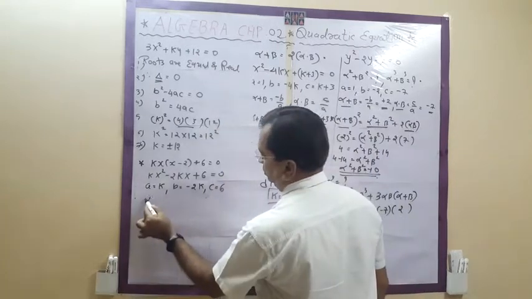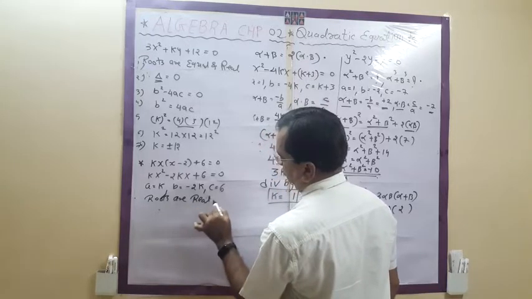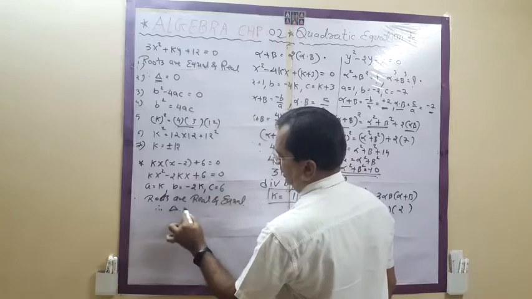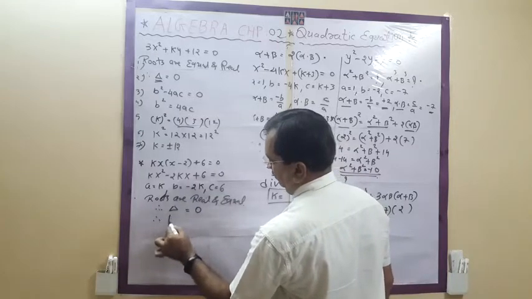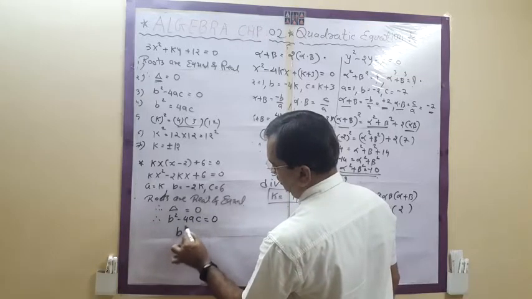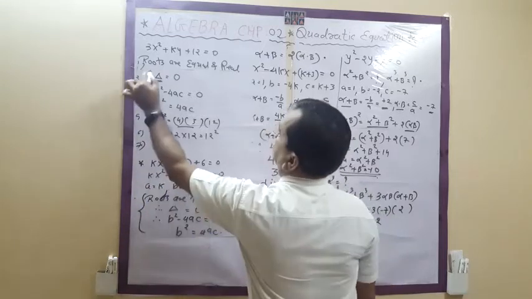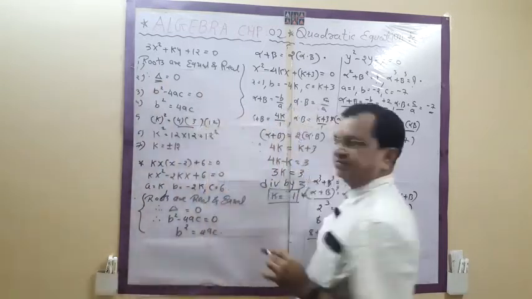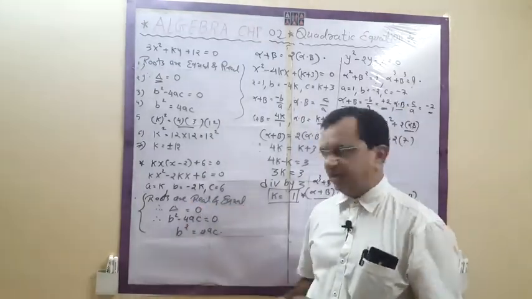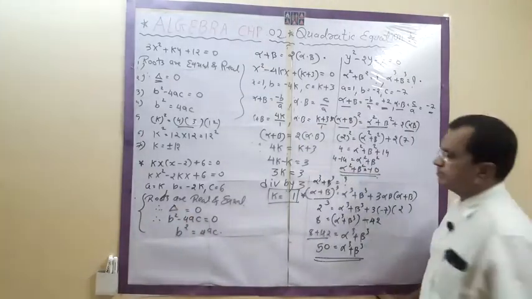Again same, roots are real and equal. Therefore delta is equal to 0. Therefore b square minus 4ac is equal to 0. Therefore b square is equal to 4ac. These 4 steps I have written here the same, I have written the same here. Whenever it is given real and equal, you have to write these 4 steps. Simple for any question. Okay, now we will substitute.